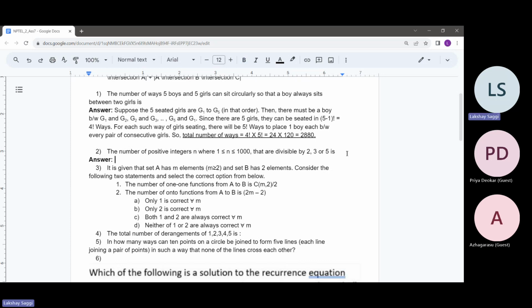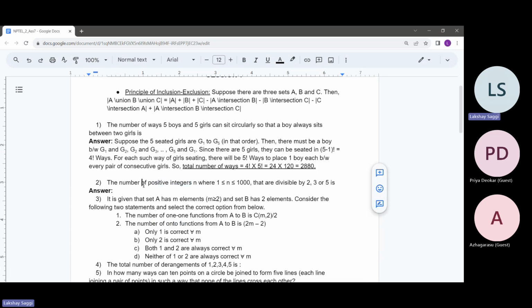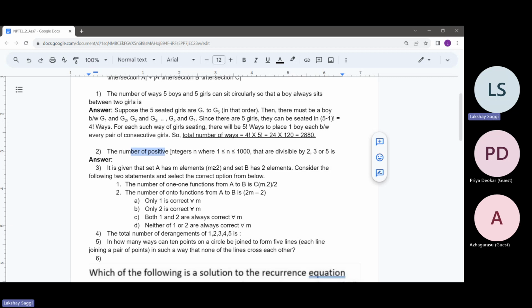Okay, so the first question was more related to circular permutation. The second question is somewhat related to the principle of inclusion-exclusion. It says that we need to find the number of positive integers n from 1 to 1000 that are divisible by 2, 3, or 5. So we need to find the number of positive integers between 1 and 1000 which are divisible by either 2 or 3 or 5.